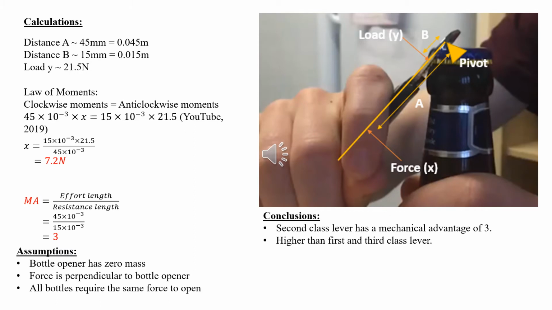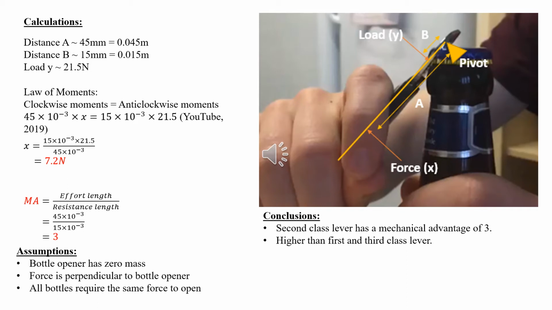We measured distances A and B to calculate X, being the minimum force required to lift the lid of the beer bottle. We assumed that the bottle opener had zero mass, and that the force X was acting perpendicular to the bottle opener. From our research, we found a video of a similar experiment showing a bottle being opened using a Newton meter. We assumed that our bottle required a similar force to open. This gave us an average force of 21.5 newtons, which we then used in our calculations.